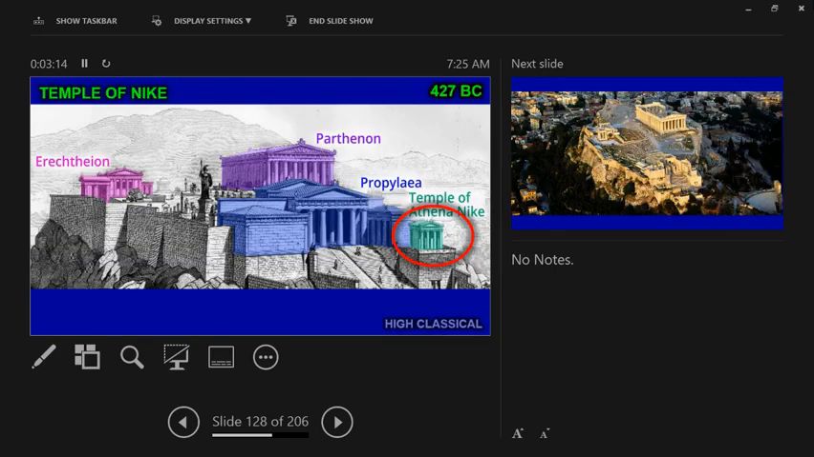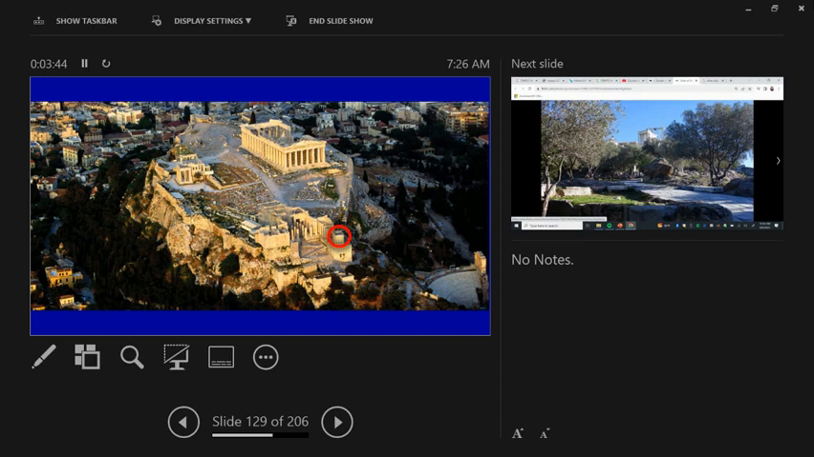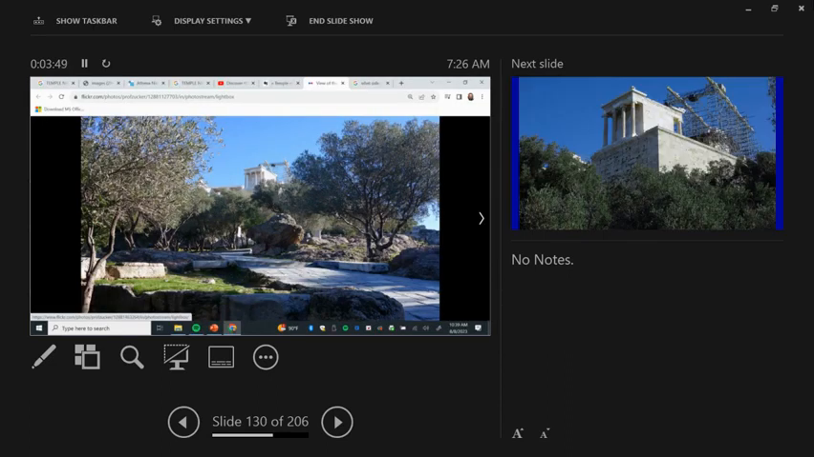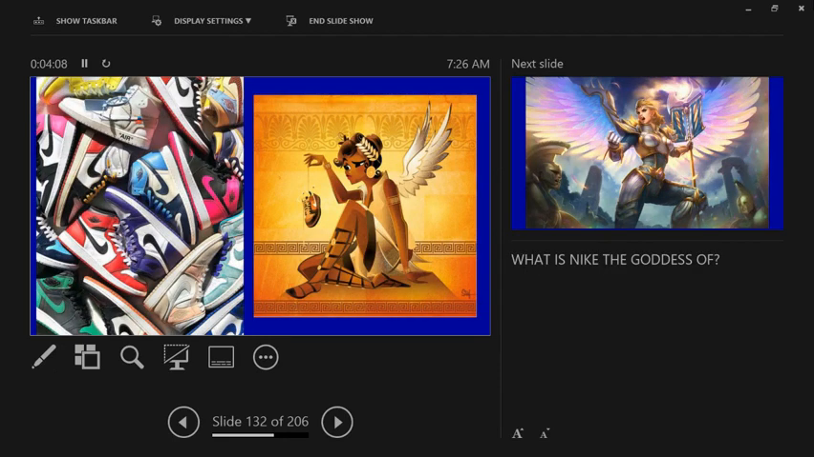I want to spend more time with this little temple down near the entrance called the Temple of Athena Nike. So if we get an aerial view of the Parthenon, it's this tiny little temple right there. It's absolutely minuscule when you compare it to the Temple of Athena. And as you walk up the entrance to the Acropolis, the Temple of Nike is one of the first things that you see. Now, you guys have heard the word Nike before, right? What is Nike the goddess of?